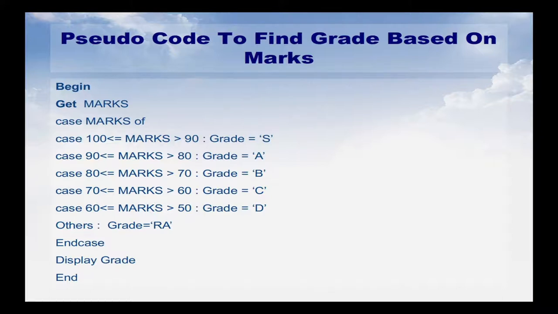So, this goes on till the last option, that is, if the marks is greater than 50 but less than or equal to 60, then we grade it D. If none of these options are valid, then the others clause is executed, wherein we assign RA to grade, and we end the case and finally display the grade. Don't you feel case is better than if-then-else when there are multiple choices? Yes, the case construct is more elegant compared to if-else when the number of choices is large, like in displaying menus, etcetera. Then what's next?